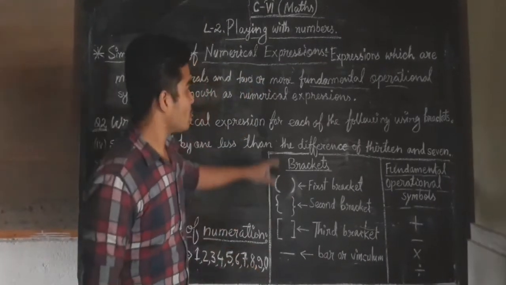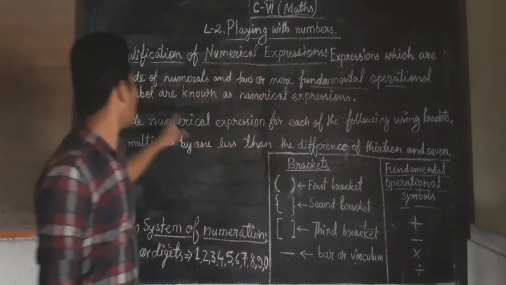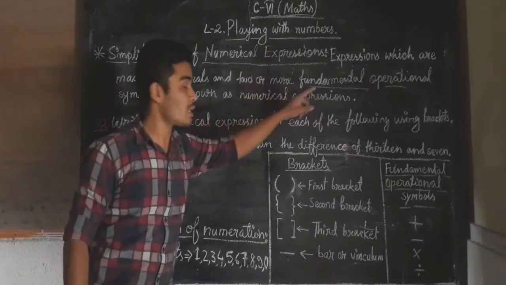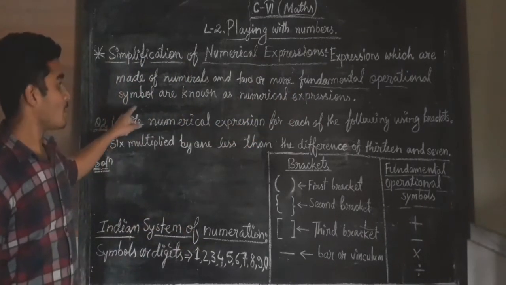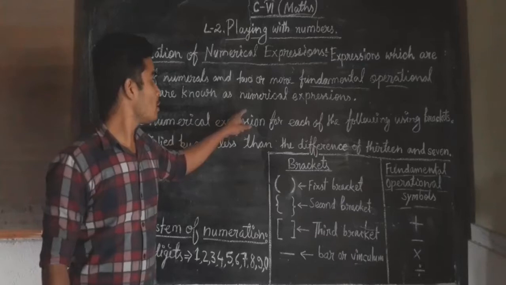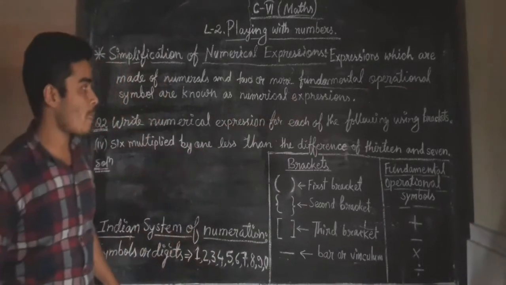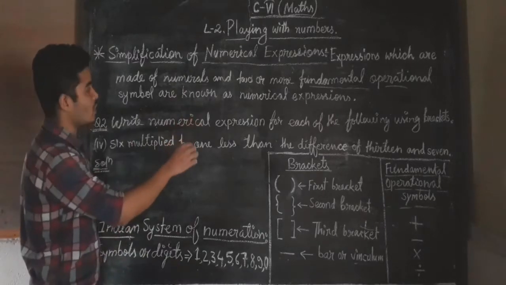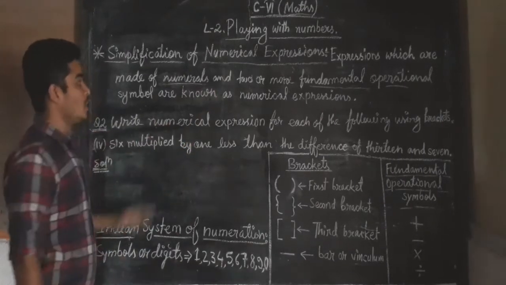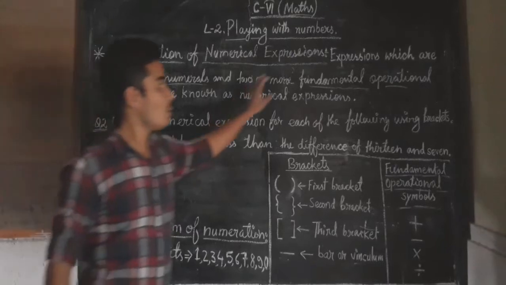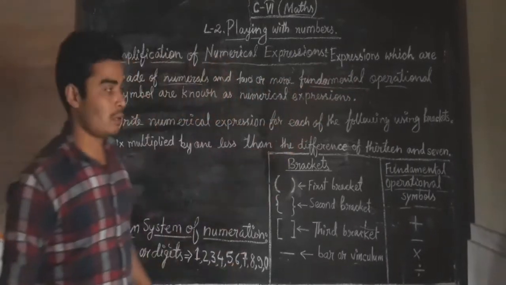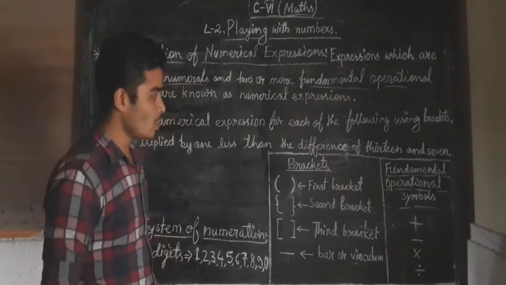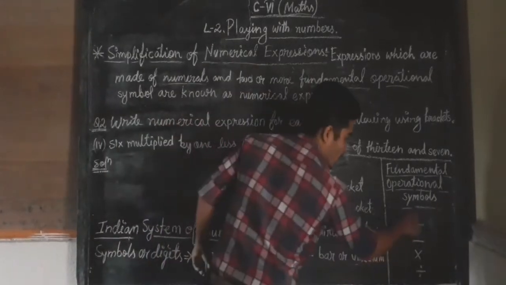What is a numerical expression? Expressions which are made of numerals and two or more fundamental operational symbols are known as numerical expressions. So now it is clear that a numerical expression is formed of numerals and fundamental operational symbols. In earlier classes you have done many calculations using these symbols.